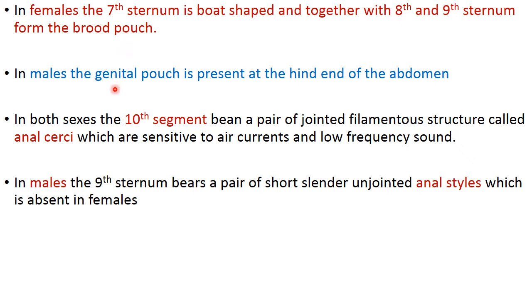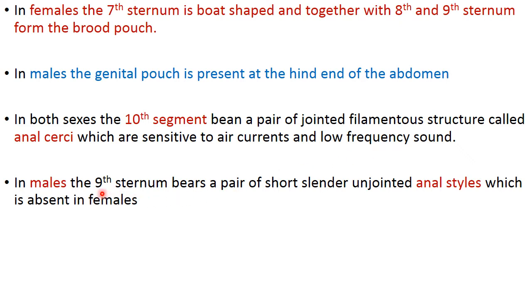Then in males, the genital pouch is present at the hind end of the abdomen, and in it is the male gonopore, and it has the gonapophysis that we will come to later in this part. In both sexes, the 10th segment bears a pair of jointed filamentous structures called anal cerci, which are sensitive to air currents and low frequency sound.